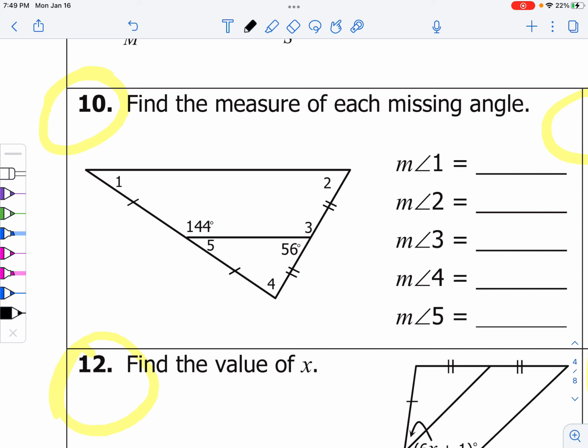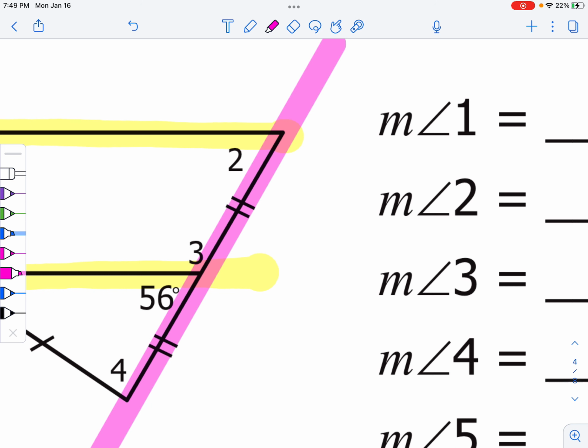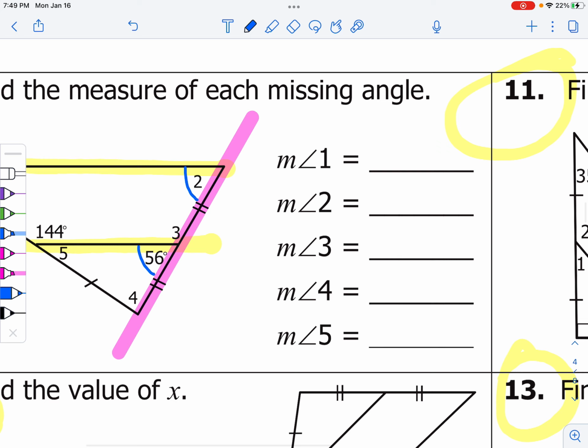Okay, so with question number 10, this is one of the questions we did very similar on Friday. We're going to focus in on the fact that that side of the triangle and this mid segment are parallel. We're going to look at parallel lines cut by a transversal. That's going to be really important for us to look at. If I zoom in on that half of the picture, we can see that angle 56 and angle 2 are corresponding angles. So we know that corresponding angles are congruent. So angle 2 is 56 degrees.